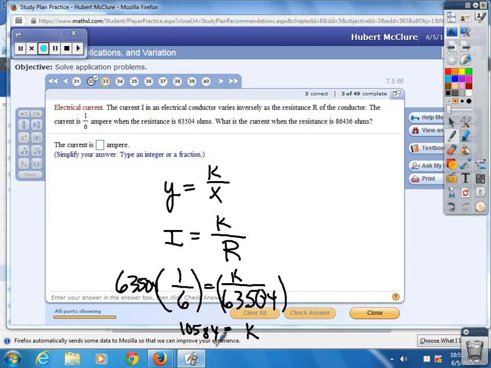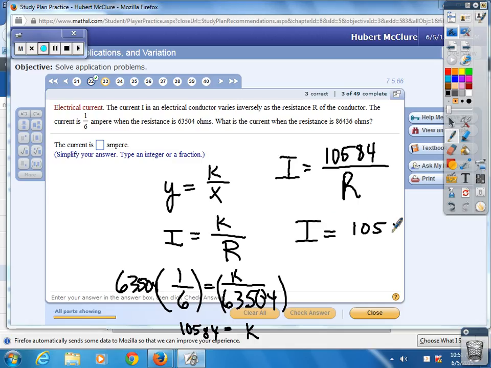All right, so K. So now we put that in the original formula. And that gives us I equals 105.84 divided by R. And in this, they give us the resistance of that, 86,436. I is equal to 105.84 divided by 86,436, which is 0.122. Everybody get that?